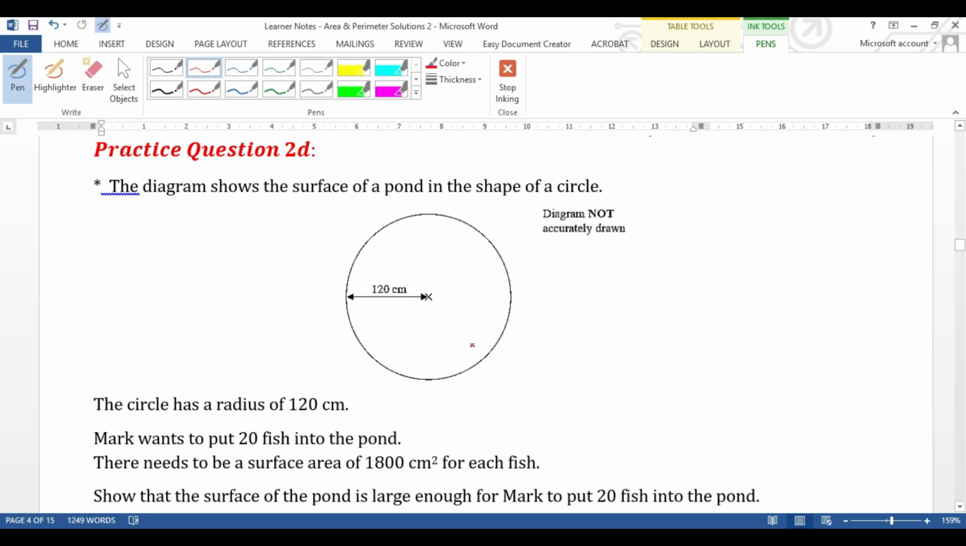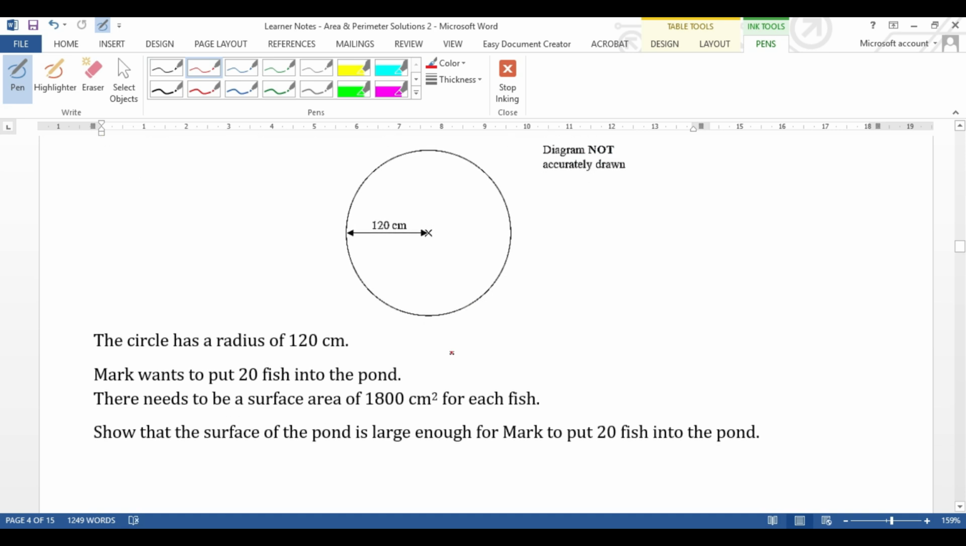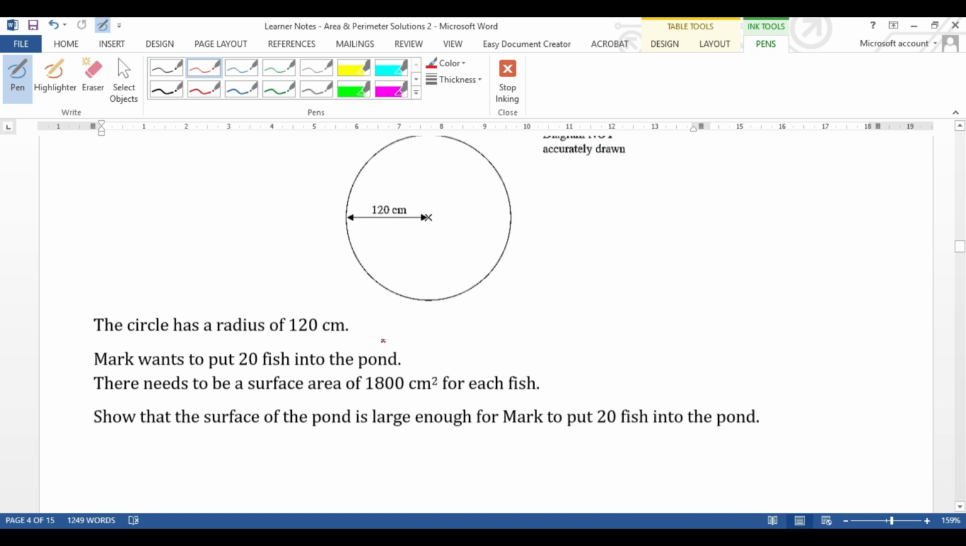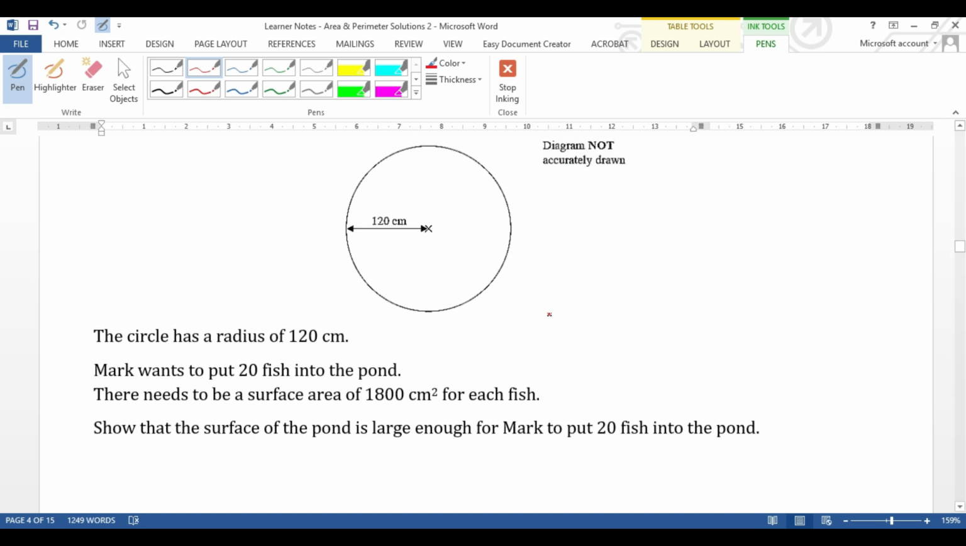Practice question 2D, the diagram shows the surface of a pond in the shape of a circle. The circle has a radius of 120 centimeters. Yep, we can see that. Mark wants to put 20 fish into the pond. There needs to be a surface area of 1,800 centimeters squared for each fish. Show that the surface of the pond is large enough for Mark to put 20 fish into the pond.